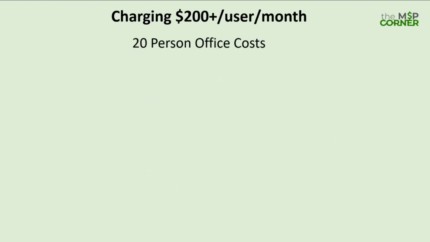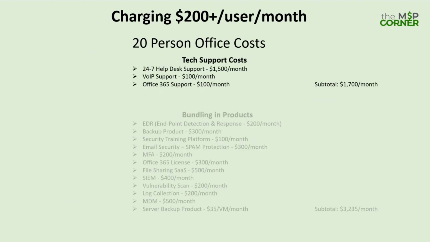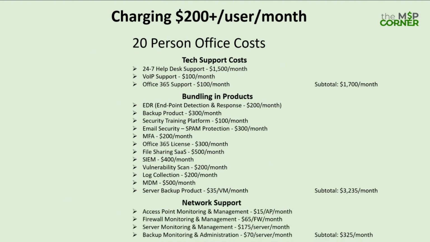Let's break this out. Let's go with the 20-person office cost. We're going to go behind the science of how we came up with these numbers. So let's look at each line item here. The total cost for just tech support services is $1,700 a month. That's just Office 365, VoIP support, and computer support.